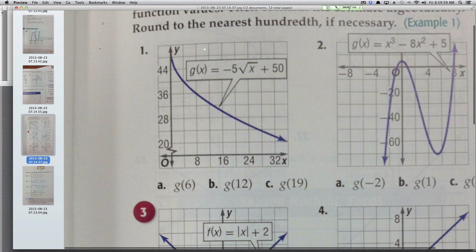All right, this is on page 19. We're looking at number 1. And what they have is a graph, and then they want me to find these three function values using the graph. Now, what is it that we find whenever we're looking for a function value? What type of value is it we're looking for?